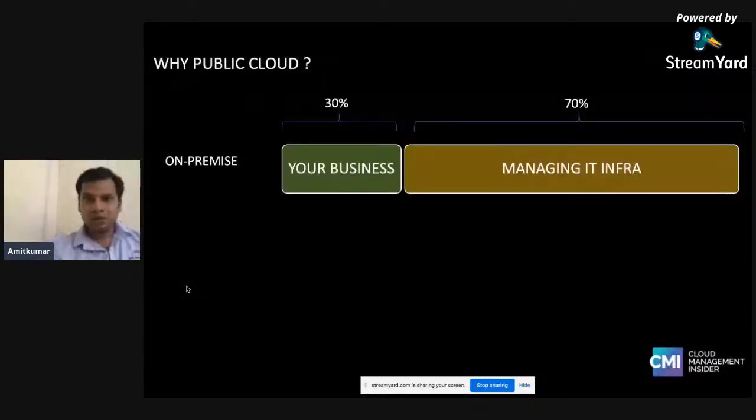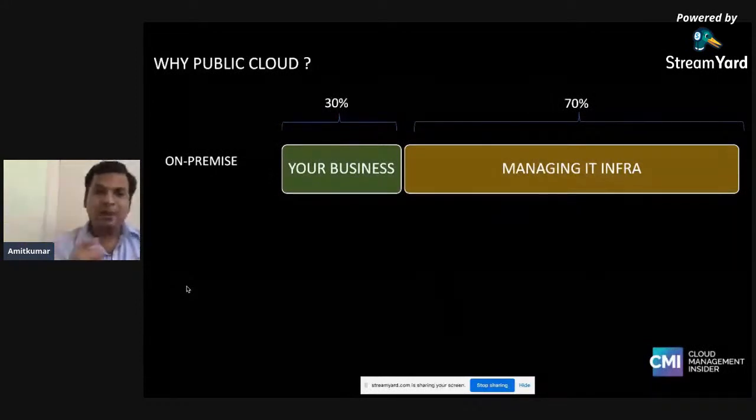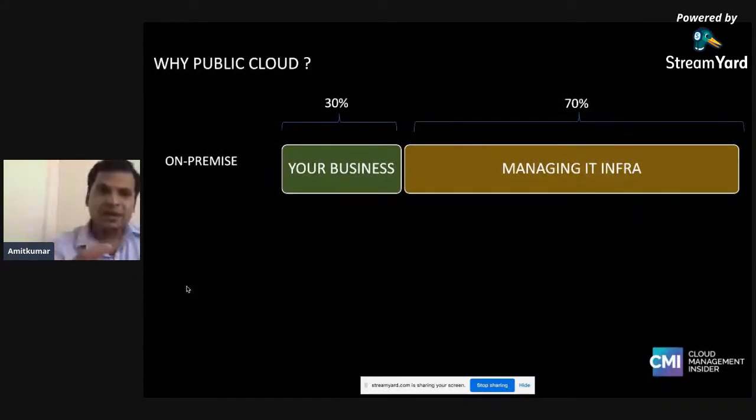Why public cloud? When you have your infrastructure on premise, the administrative overhead of managing the infrastructure is so huge that you get very little time, effort and money to invest in your business ideas. You get less time from your technology workforce, your developers, your database administrators, your server administrators, to focus on business outcomes. Most of the time they are busy managing the IT infrastructure. That's a huge investment, both in terms of money as well as effort.